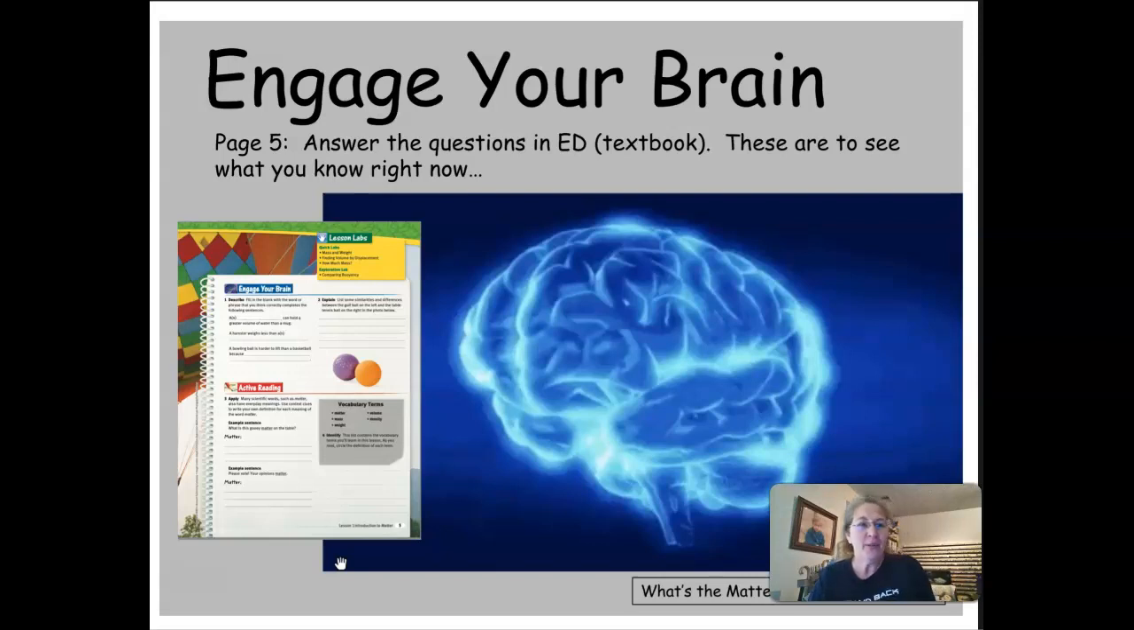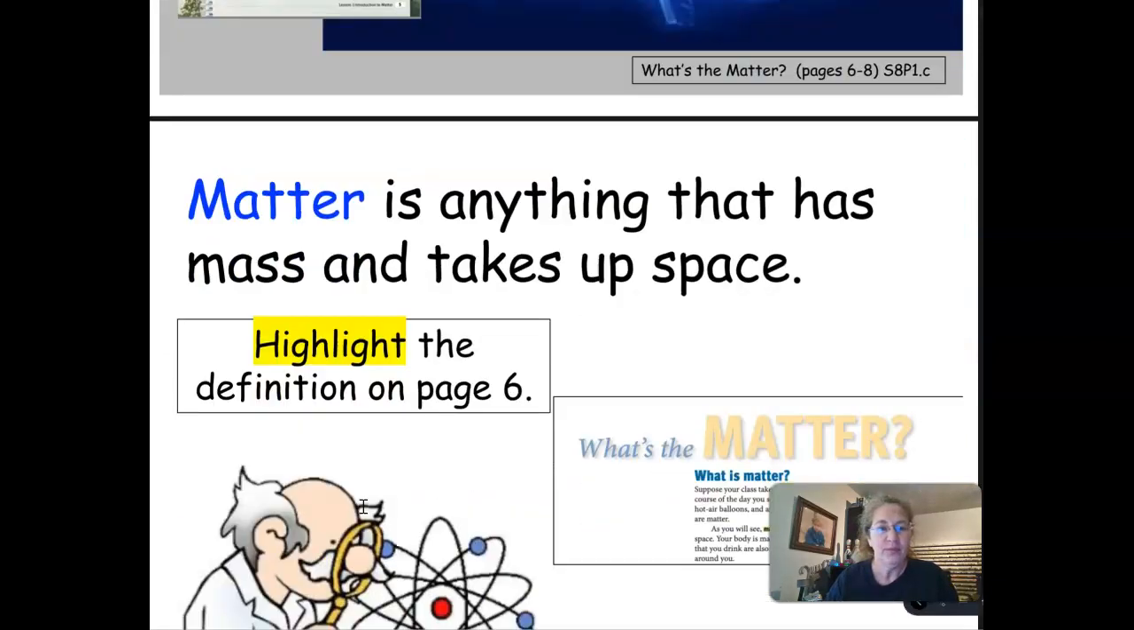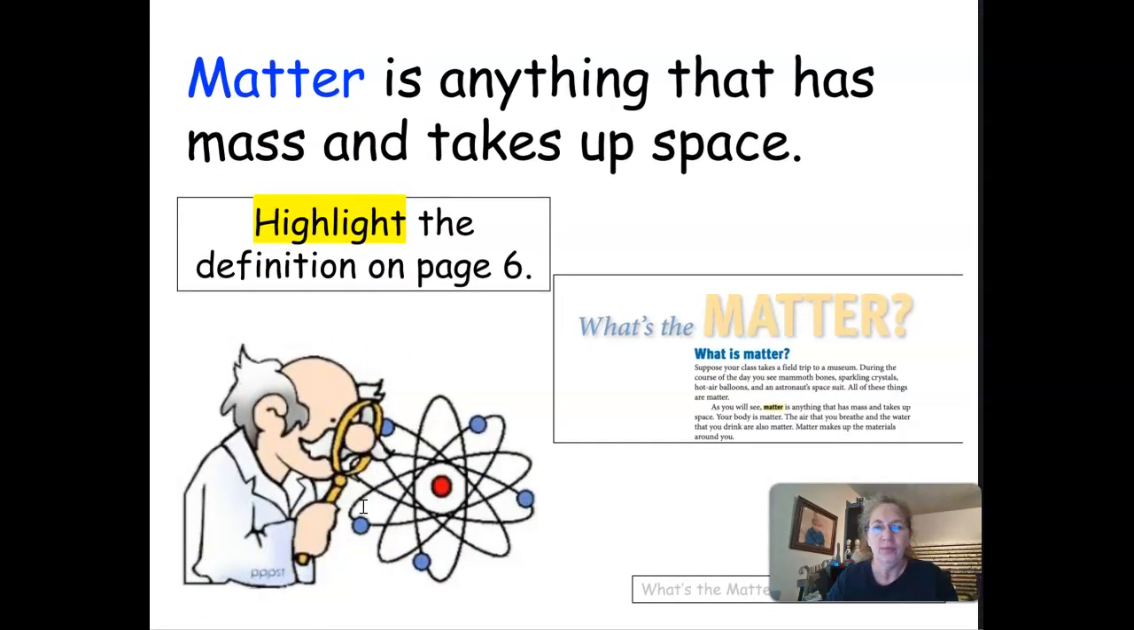So pause the video, find page 5 in your textbook, and then write in the answers. This is to figure out what you know, so don't look up the answers. Write what you know right now. Matter is anything that has mass and takes up space. This is a very important vocabulary word, so take out a highlighter and highlight the definition on page 6.